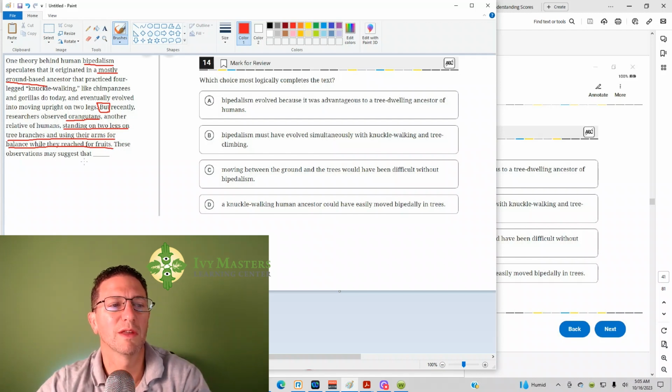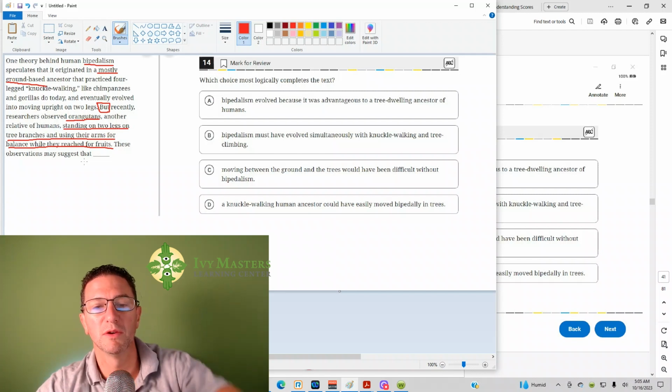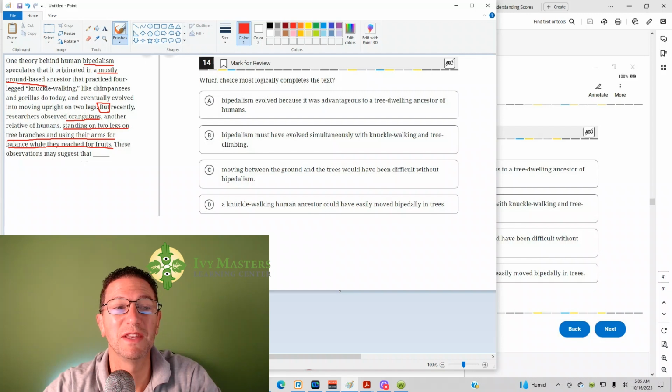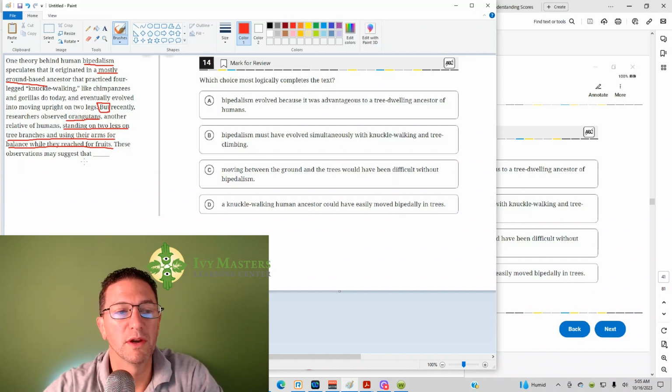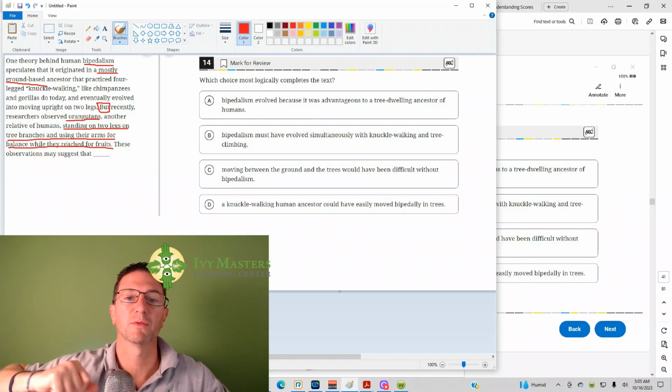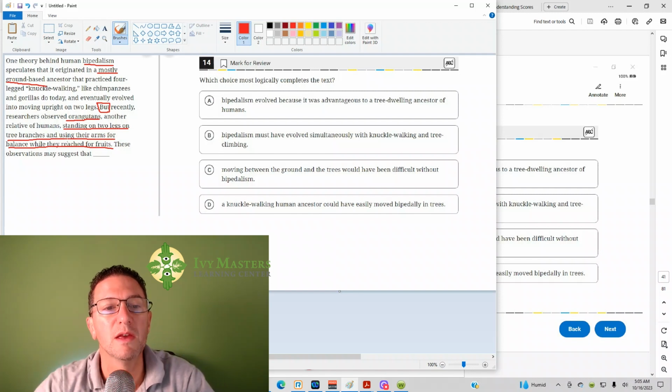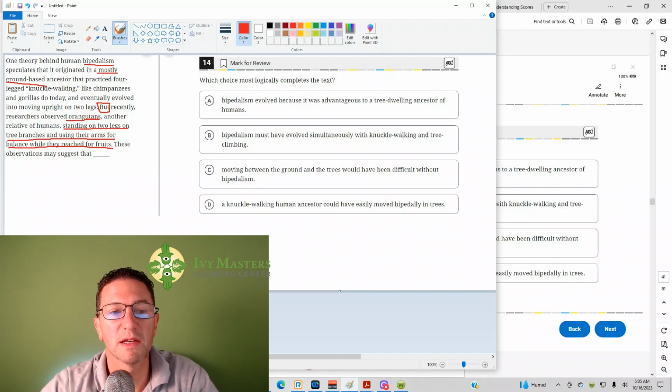So now, not only do we know what's different than ground-based, it would be maybe the ancestors of humans lived in trees like orangutans. Big word for that is arboreal, arbor meaning relating to trees. And maybe ancestors of humans were hanging around the tree branches and using their arms for balance while they reached for fruits. So, which choice most logically completes the text? Answer choice A. Bipedalism evolved because it was advantageous to tree-dwelling ancestors of humans. That looks like a great fit.